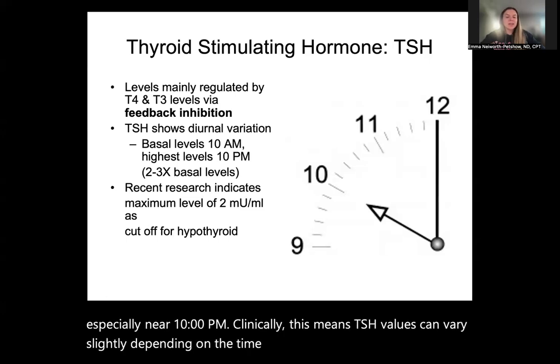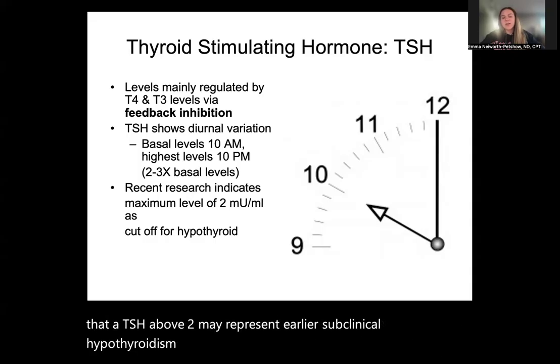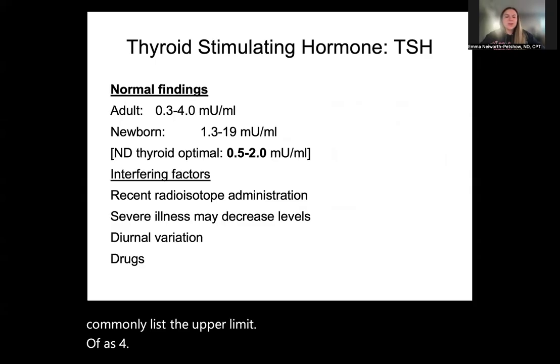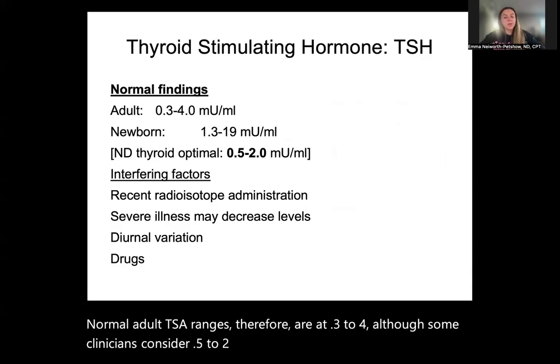Current evidence suggests that a TSH above 2 may represent early or subclinical hypothyroidism in some patients, although reference ranges still commonly list the upper limit as 4. Normal adult TSH ranges, therefore, are 0.3 to 4, although some clinicians consider 0.5 to 2 as the optimal functional range.